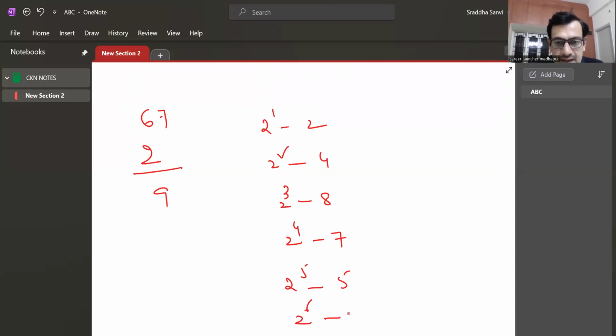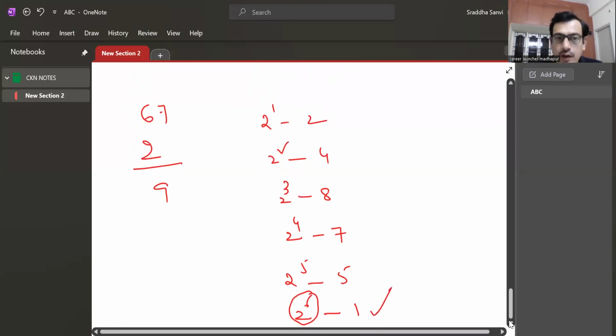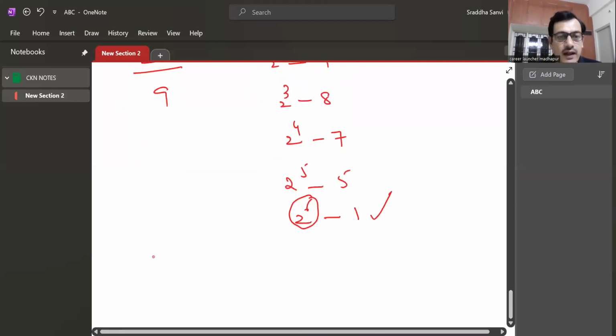2 power 6, 64 divided by 9. What is the remainder? 1. My logic is for 2 power 6, the remainder is 1. It's a very simple number. Now I will solve this question this way.